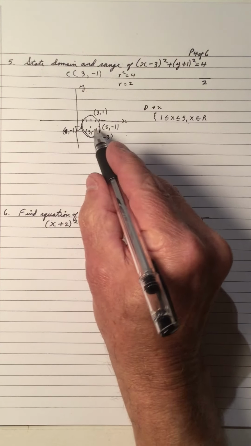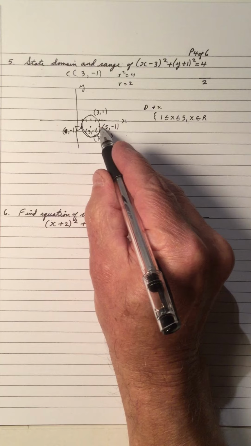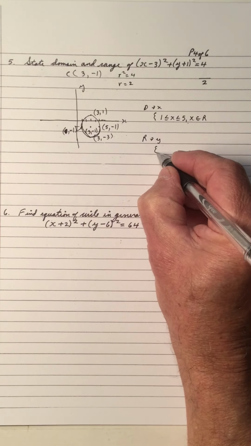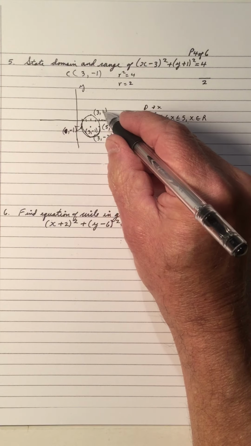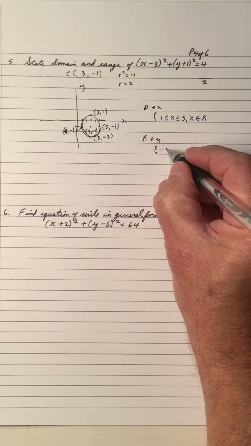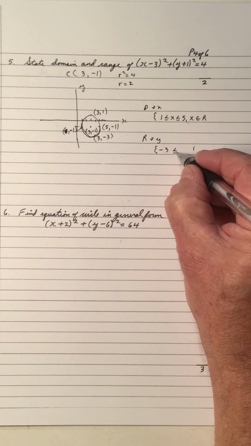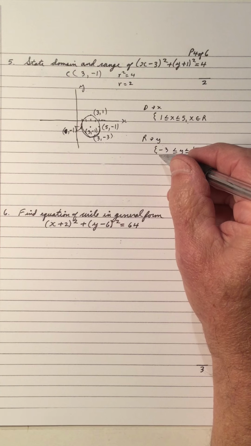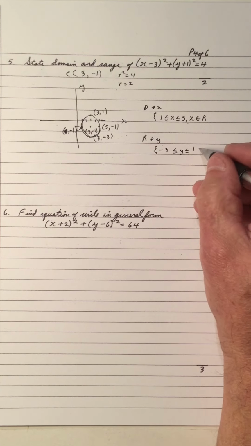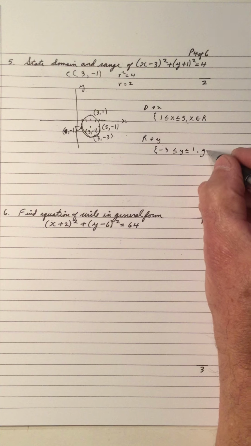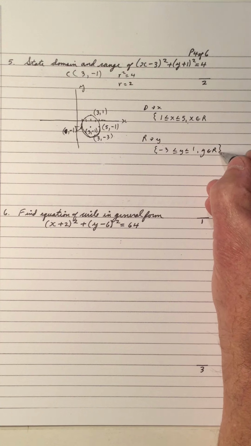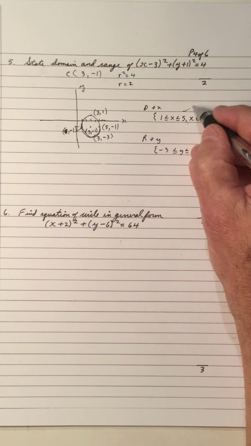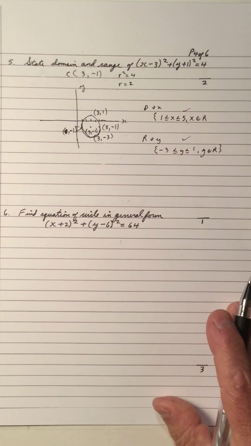Spacing is not exact. The x values go from 1 to 5, and the range are the y values. The y values go from negative 3 up to 1, so negative 3 is less than or equal to y, less than or equal to 1. Notice I always start with the smallest number to the largest and use less than. y belongs to the reals. Okay, and you got a mark for that and a mark for that, 2 marks altogether.